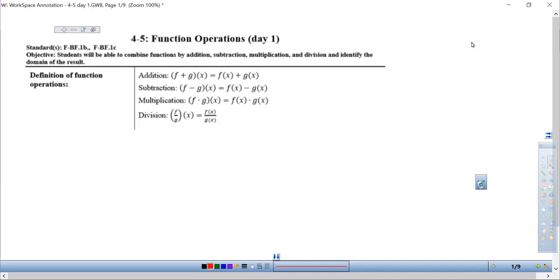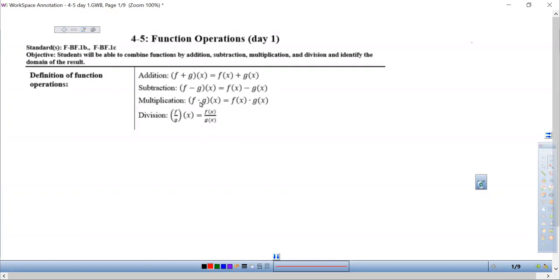Notice that on the left-hand side here, I have f plus g inside parentheses of x. This doesn't mean that I'm multiplying f plus g times x. That's f plus g of x, which means the same thing as f of x plus g of x. Same thing with subtracting. F minus g of x is the same as f of x minus g of x.